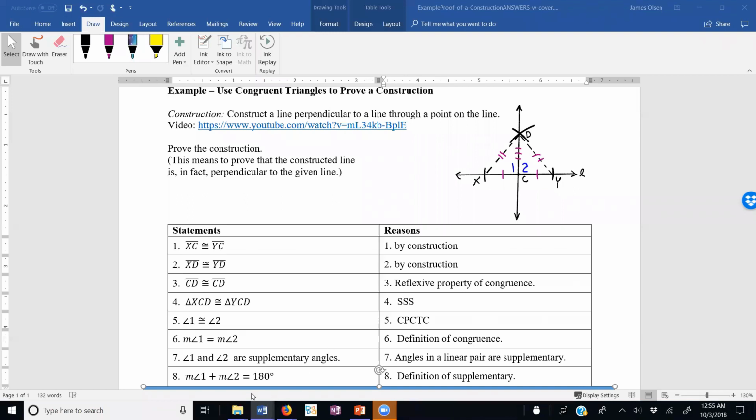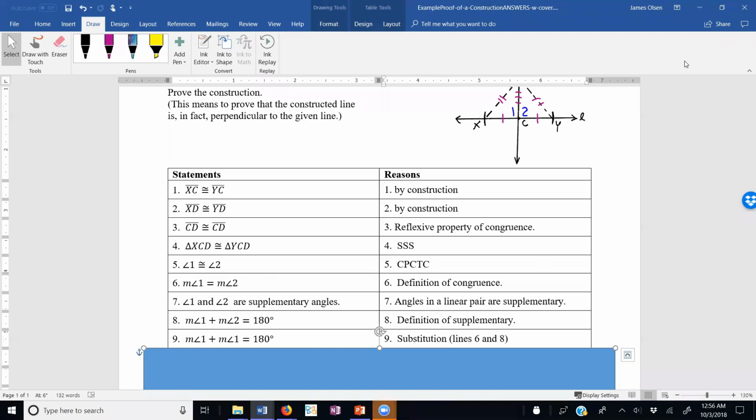Now I'm going to be substituting. I'm going to be taking out the measure of angle 2 and I'm going to be putting in its place the measure of angle 1. I like to think of substitution like a volleyball game. There's a player that comes out of the game and there's a player that takes their place, but the rest of the volleyball game stays the same. Let's see what we get by substitution. Now we have the measure of angle 1 plus the measure of angle 1 equals 180 degrees. That's substitution using lines 6 and 8.